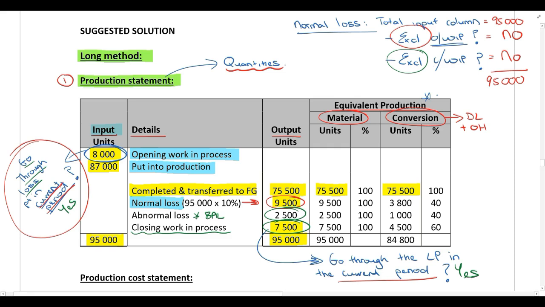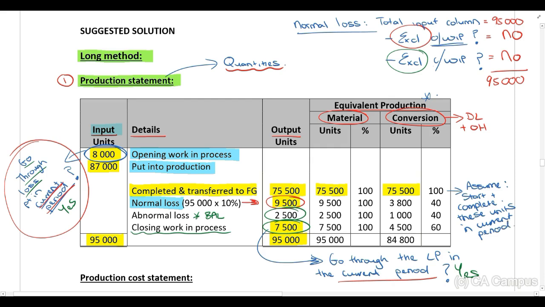And the reason for that is that we always assume that we start and complete, let's use a better word, we start and complete these units in the current period.